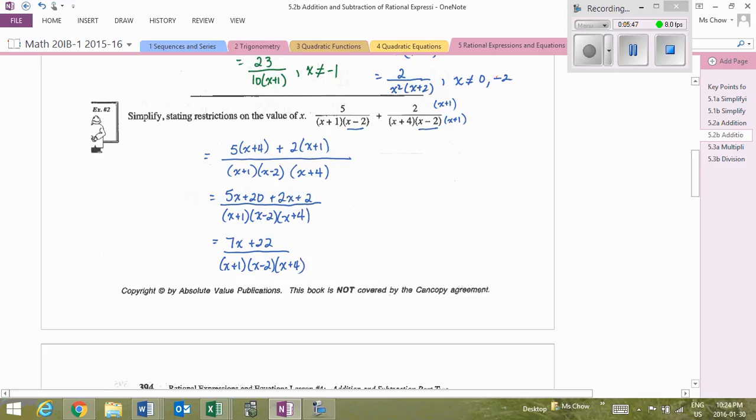The denominator, those factors don't have to be in any particular order, but again, it's nice for when listing our restrictions that we do them in some ascending or descending order. So especially you'll see that we're going to have quite a few in some of these examples. So in this particular case, we have x cannot equal negative 4, negative 1, and positive 2.